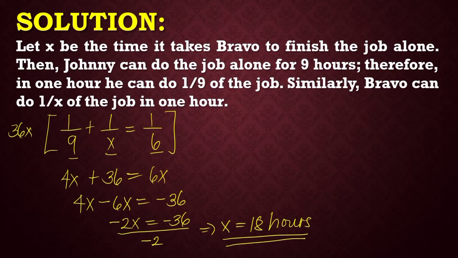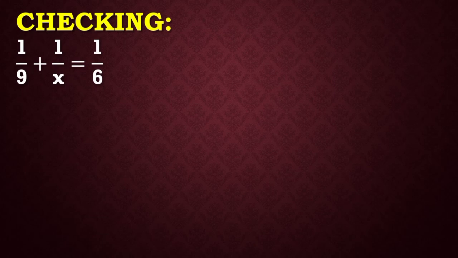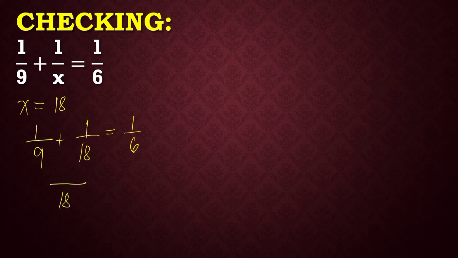Okay. So, to check, isa-substitute natin yung nakuha ng value natin na 18 dito sa given equation. So, if x equals 18, magiging 1 over 9 plus 1 over 18 is equal to 1 over 6. So, the LCD of 9 and 18 is 18. And then, 18 divided by 9, that is 2, times the numerator 1, that is 2. Next, 18 divided by 18, that is 1, times 1, 1 is equal to 1 over 6. Next, 2 plus 1, that is 3 over 18 is equal to 1 over 6.